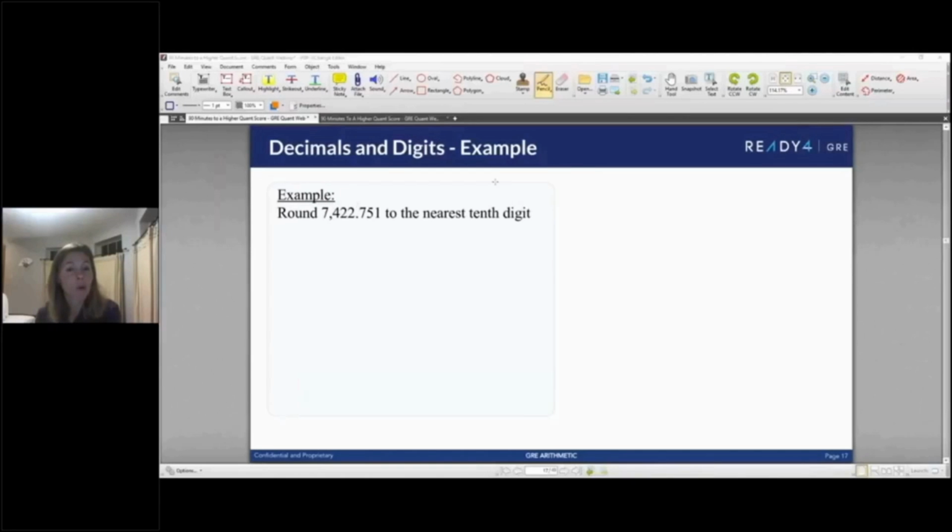Okay, so which is the tenth digit? Tenths, the tenths place. This is the tenths place. So we're going to round to that number.